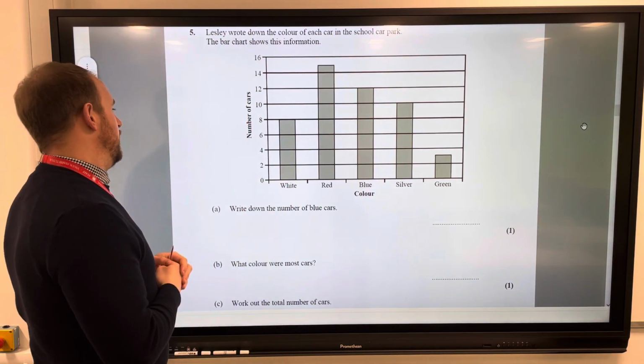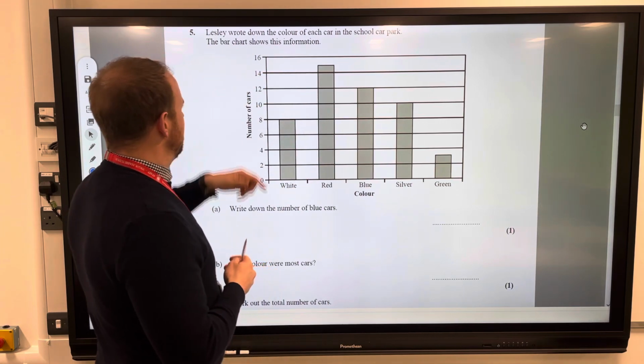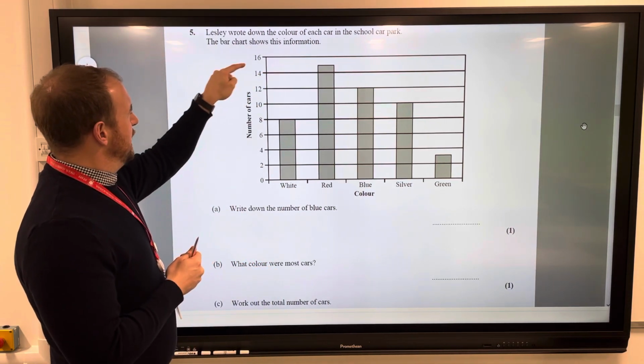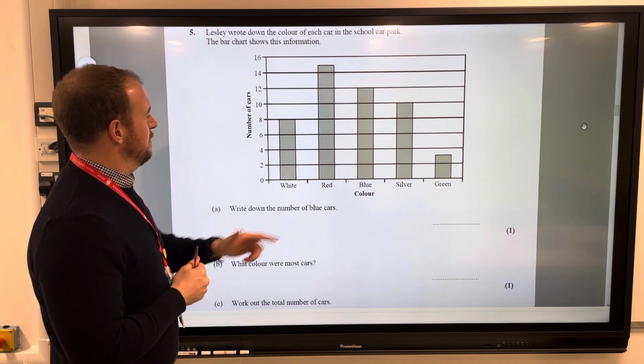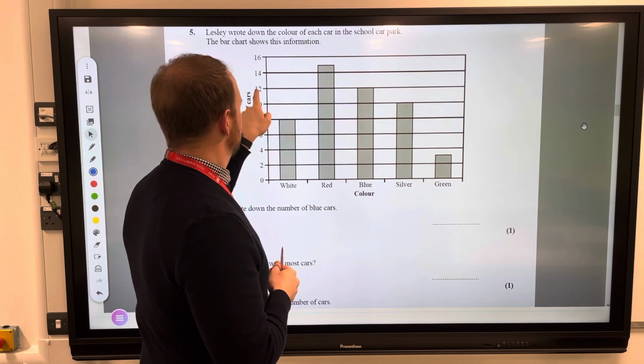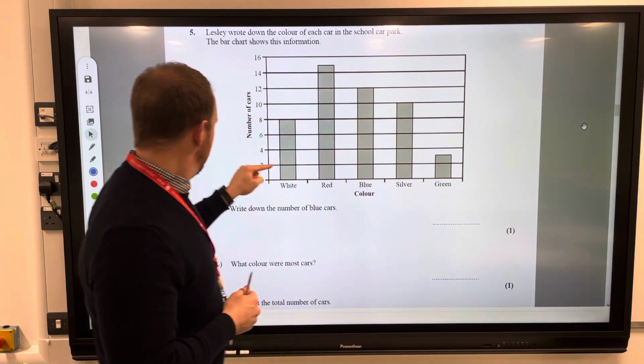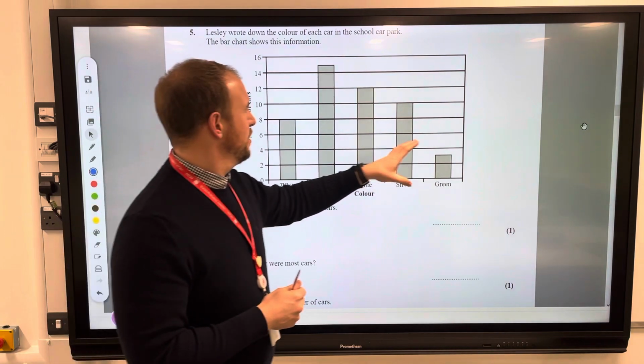As you see here, 8 white. Right, so red is in between 14 and 16. Well, 15 is in between 14 and 16, so that must be 15 red. Blue, you see a 12. Silver is 10, and green is in between 2 and 4, so that must be 3.